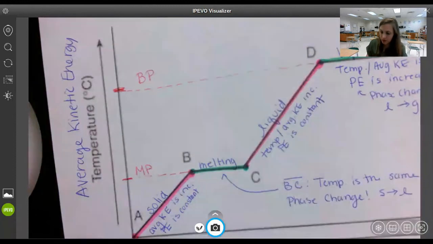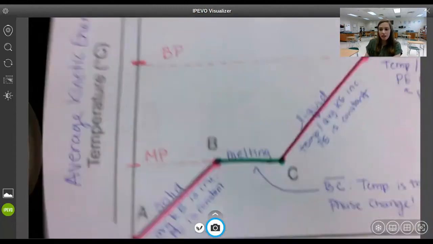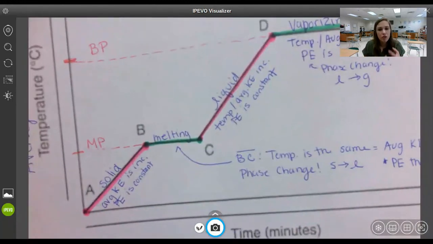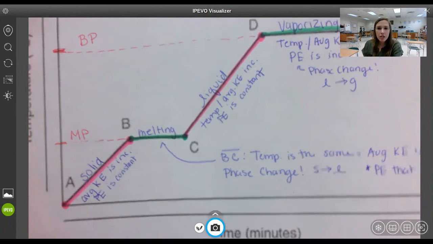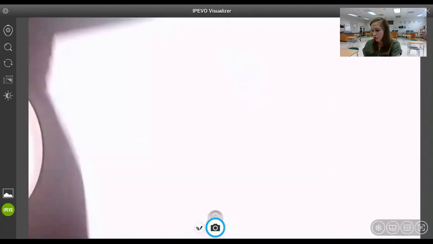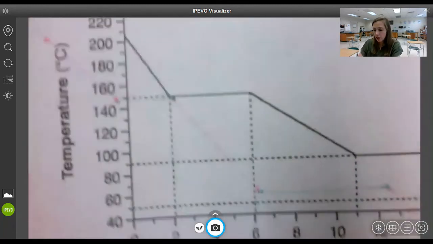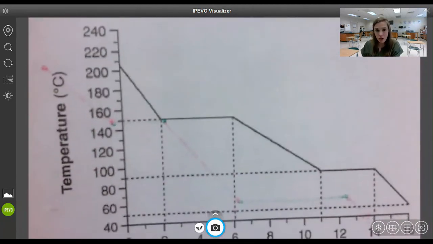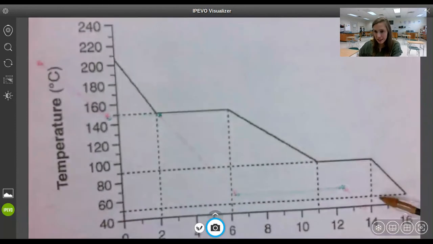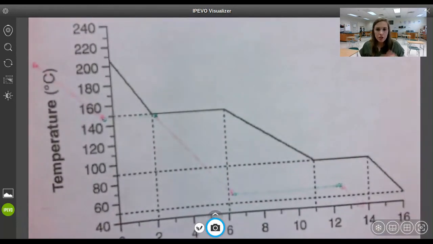Okay, so we can ask a lot of questions about just different segments of what's going on with energies, what's going on with phases or phase changes, and then what's the melting point and the boiling point. I did want to show you on the other side of your notes a cooling curve. So for a cooling curve of a substance, we're going to see overall that the temperature is going down. So we're cooling it. So it's basically just going to be the reverse.